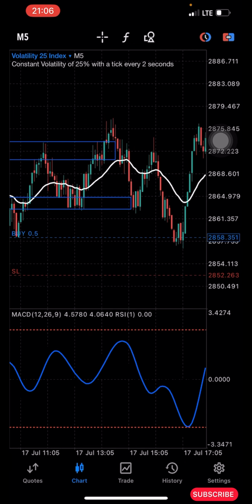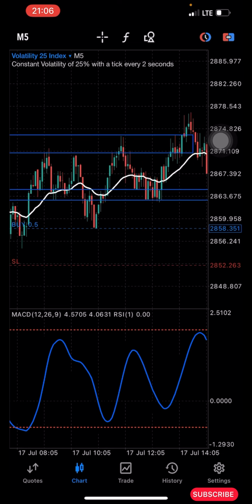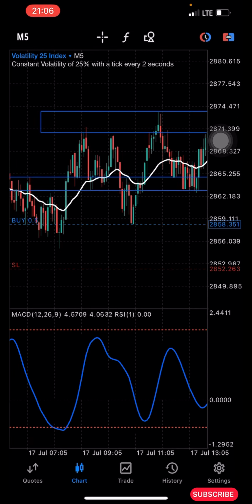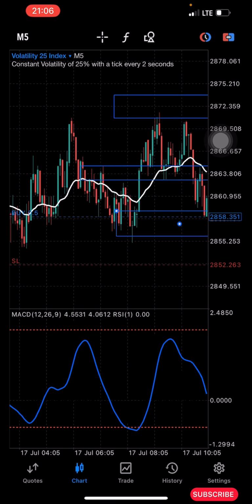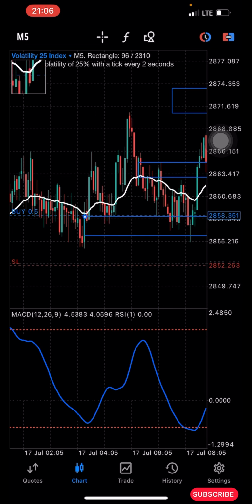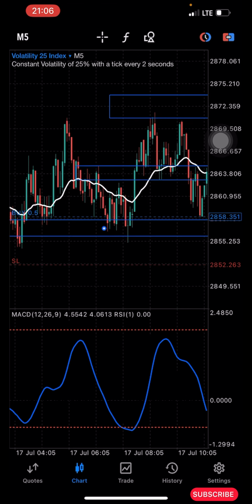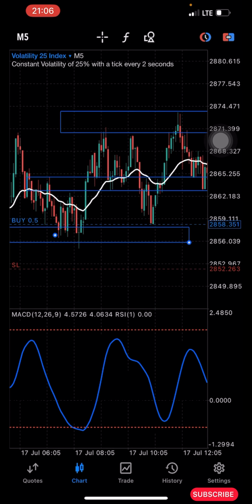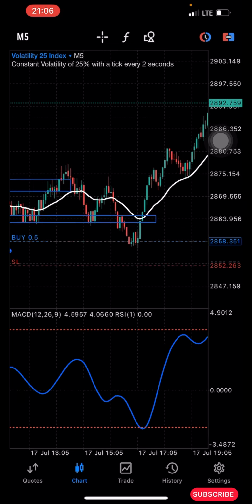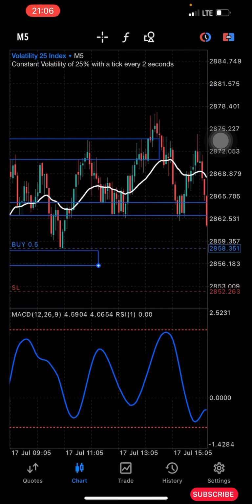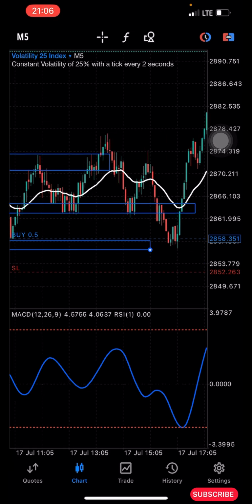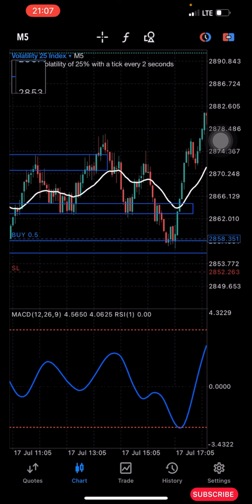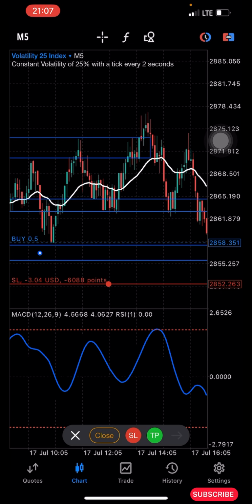Then also, if you can see below, there is another support area here that I was expecting price to maybe come back and find support.